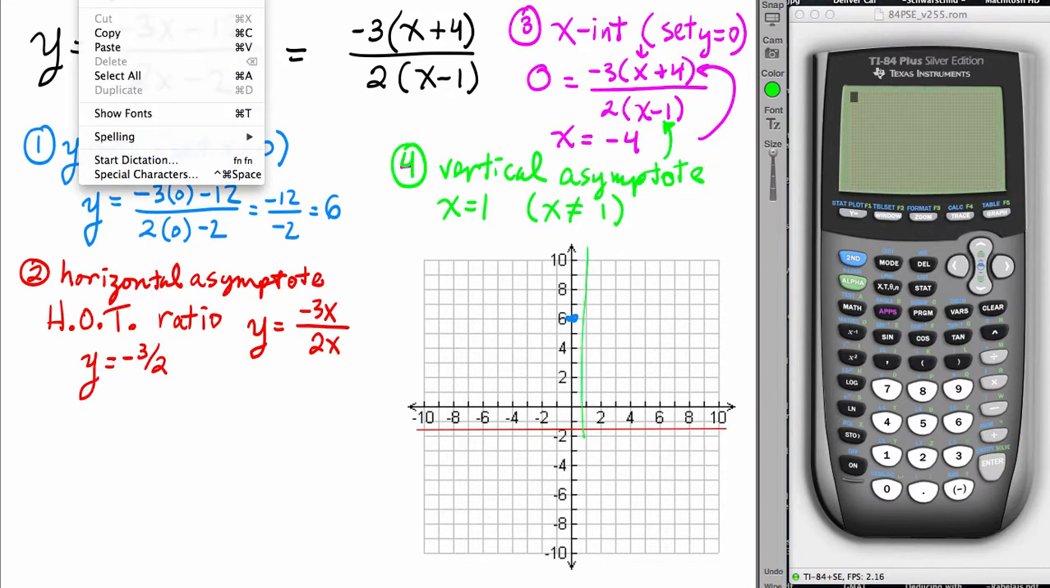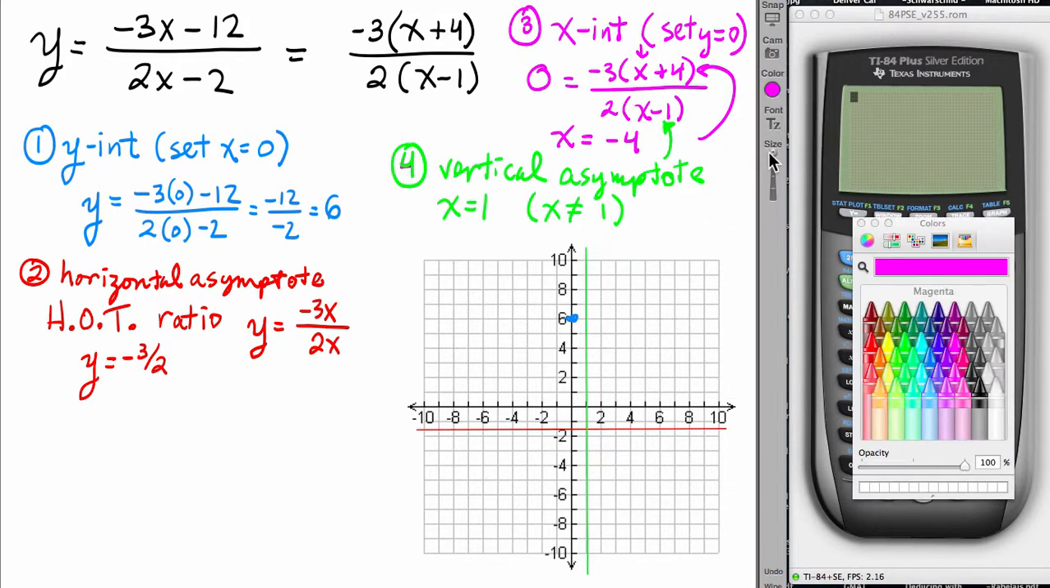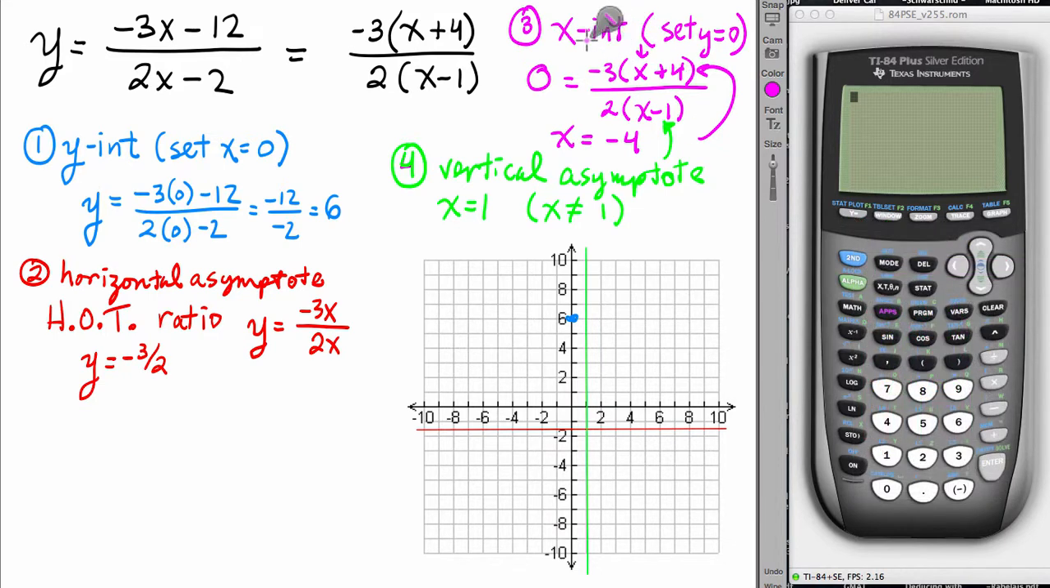I'm going to change the tool there to a straight line drawing mechanism. At x equals 1, we would have a vertical asymptote. And I've just noticed, let's go back and in pink or magenta, let's put that x-intercept, which we said was occurring at x equals negative 4. Let's put that in as well. We have pretty many features.